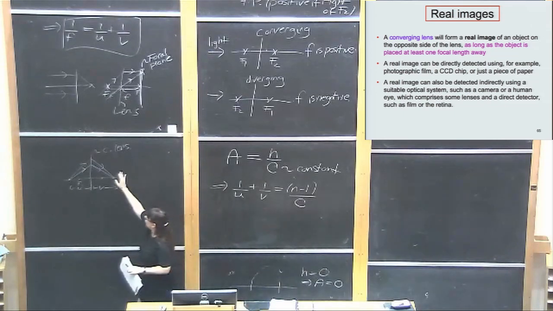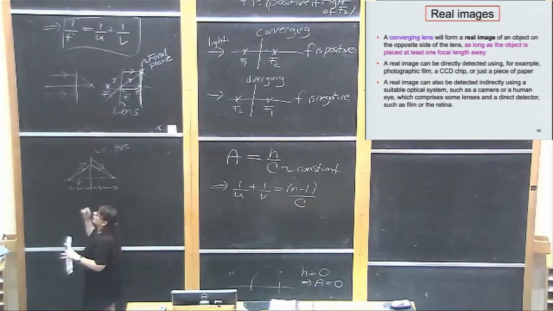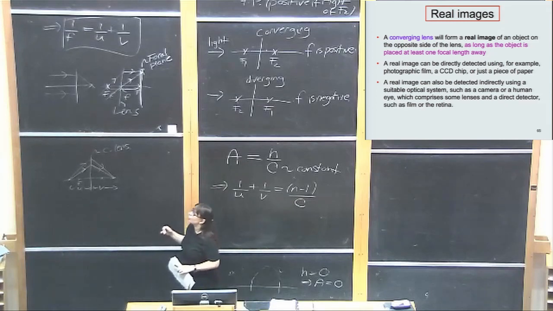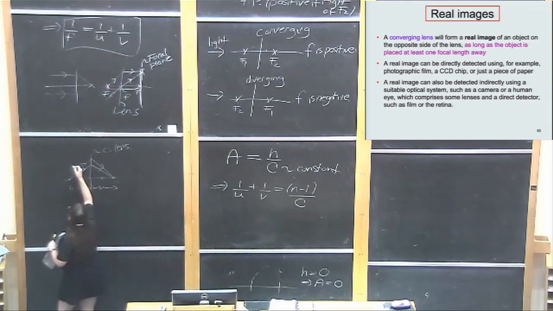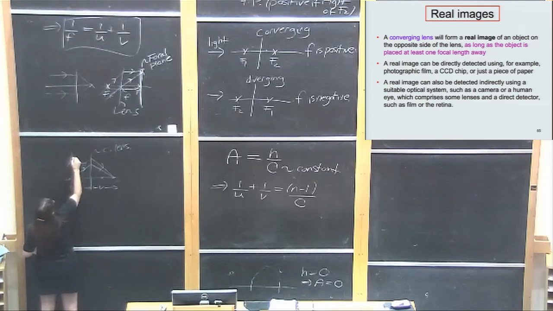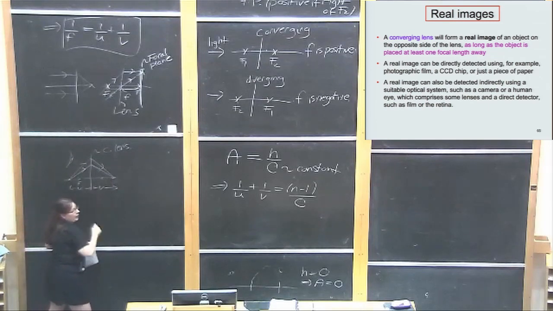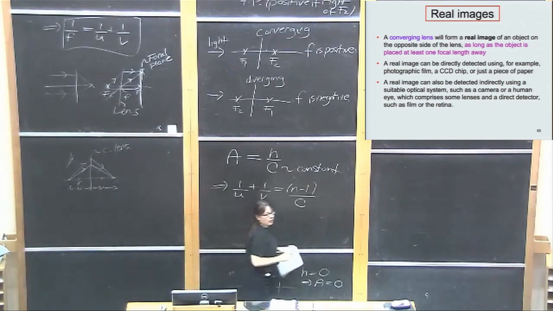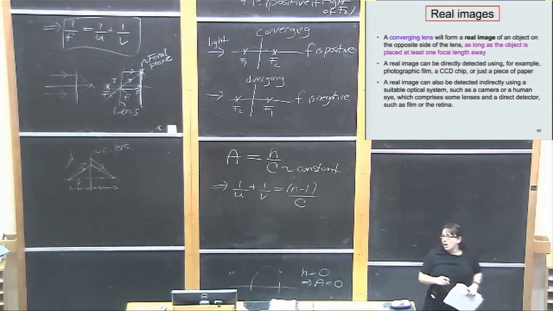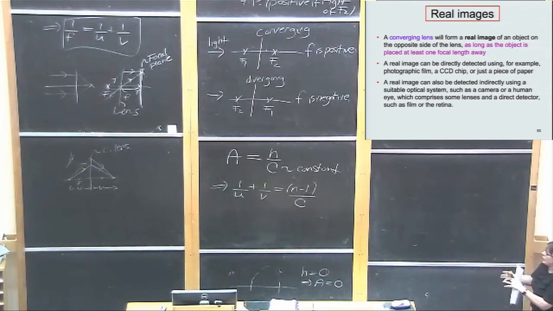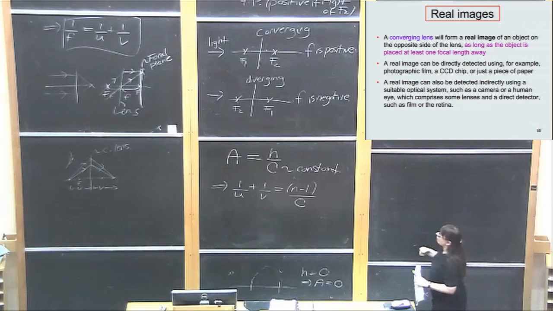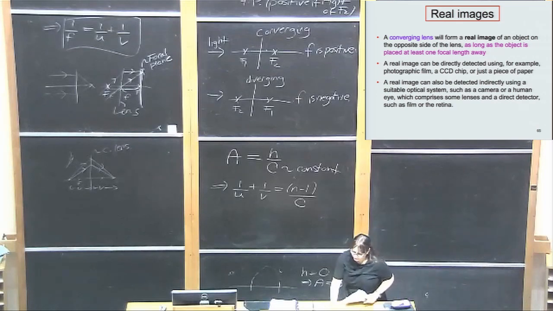I can also, if I want to, detect these images indirectly. I could just put my eye here. And to me, it would look like these light rays were apparently diverging from a point over here. So I would see that image. So real images, light rays are really converging to a point. They can be detected either directly or indirectly.